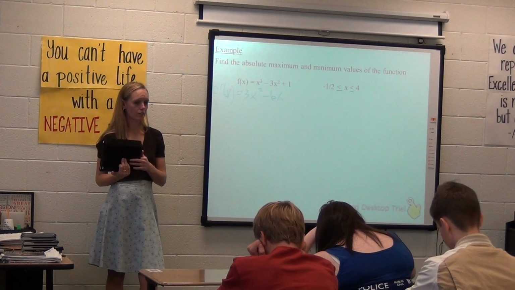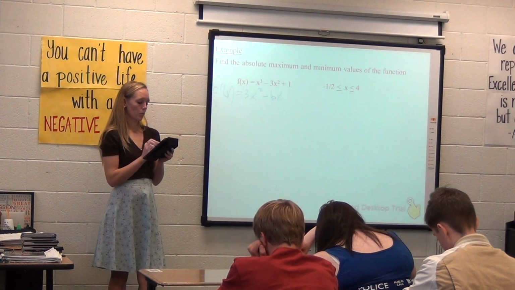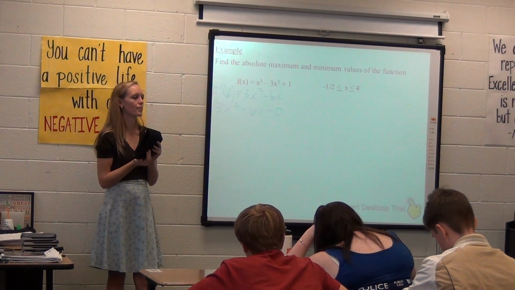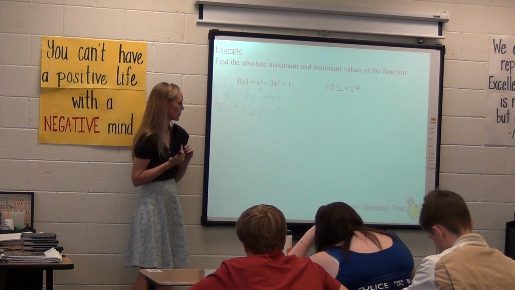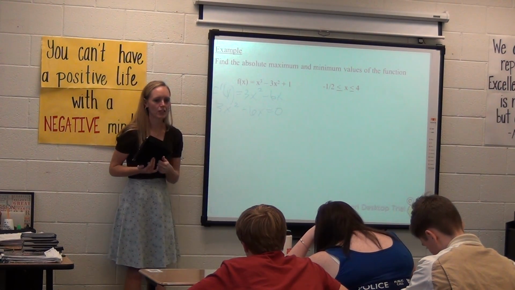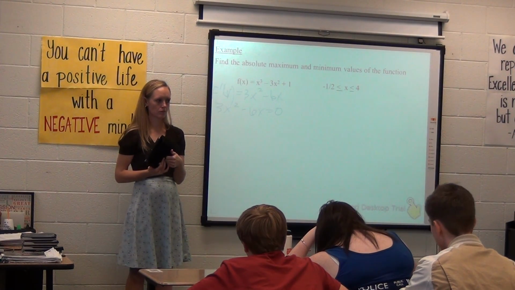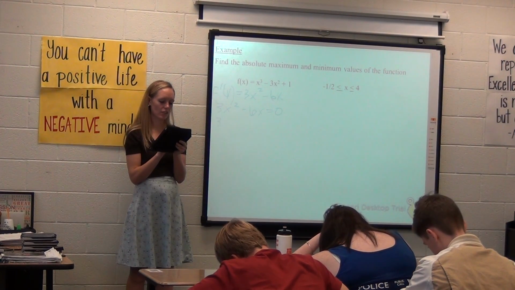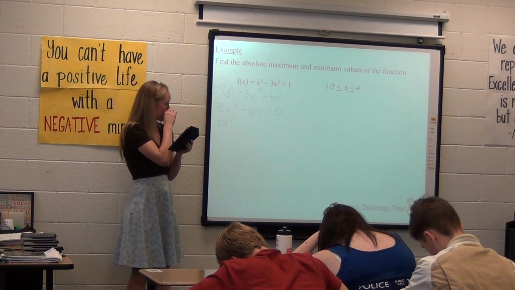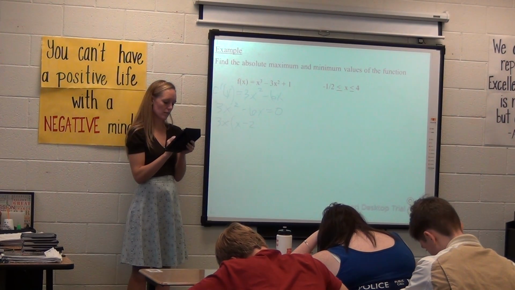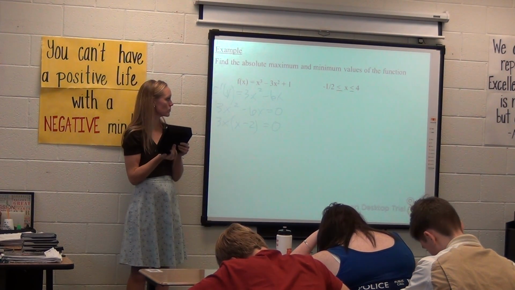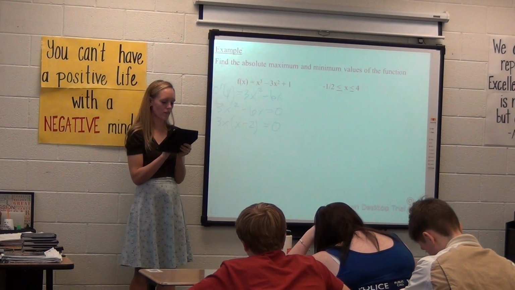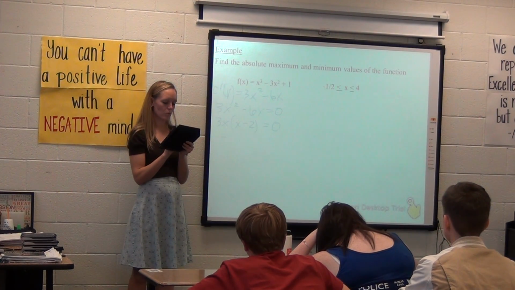What are we doing with this derivative? We set it equal to 0. What does that do for us? It's going to help us find the critical numbers. So when I set this equal to 0, how do I solve? What do I need to do? I have to factor. What can I take out of this? I can take out a 3x. When I take out a 3x, I'm left with x minus 2. What do I do here? Set them both equal to 0.